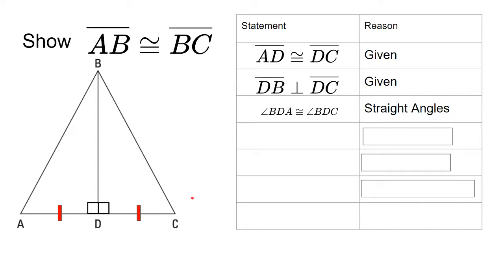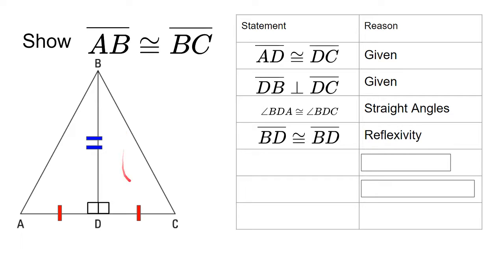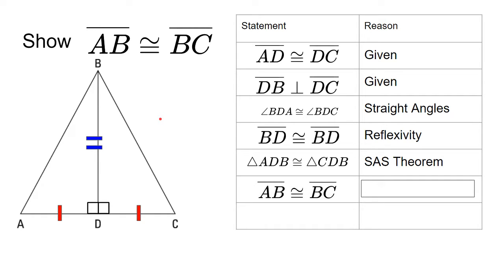And then the really easy one here is we notice that BD, the line segment, is congruent to itself because of the reflexive property, right? Okay, so now we know a side, an angle, and a side, right? So now we have proved that these two triangles are, in fact, congruent by the side angle side theorem. And since we have that, we could say that line segment AB is congruent to line segment BC because corresponding parts of congruent triangles are congruent.